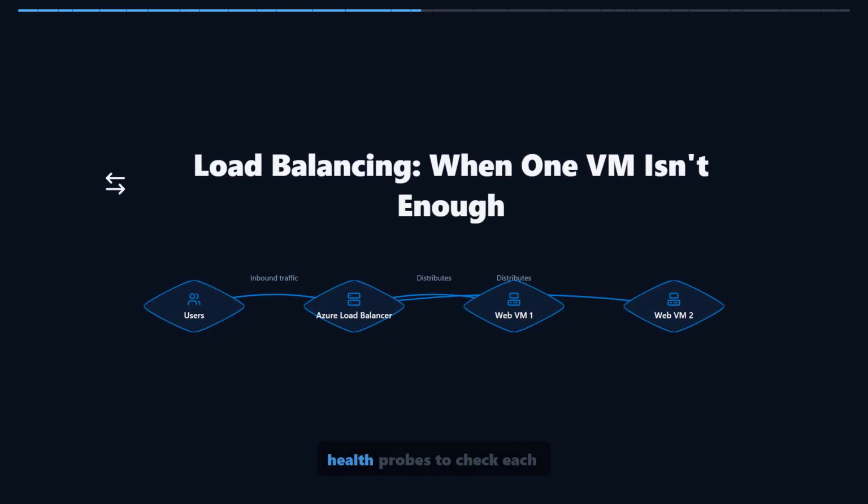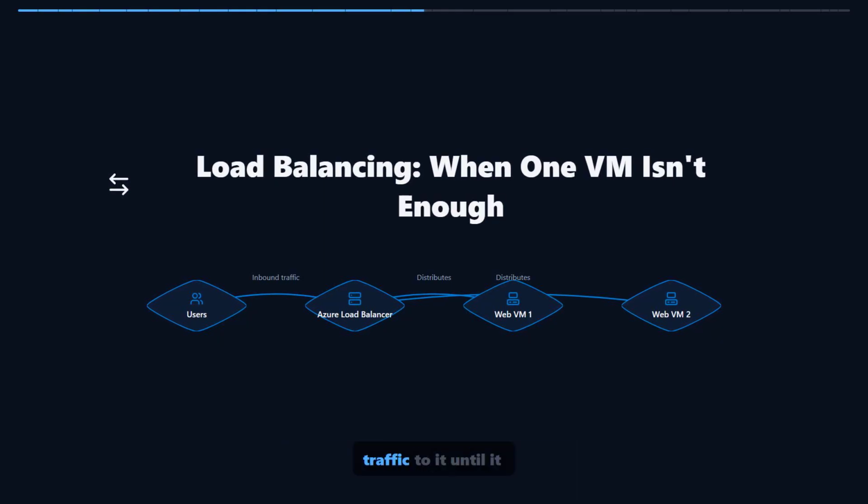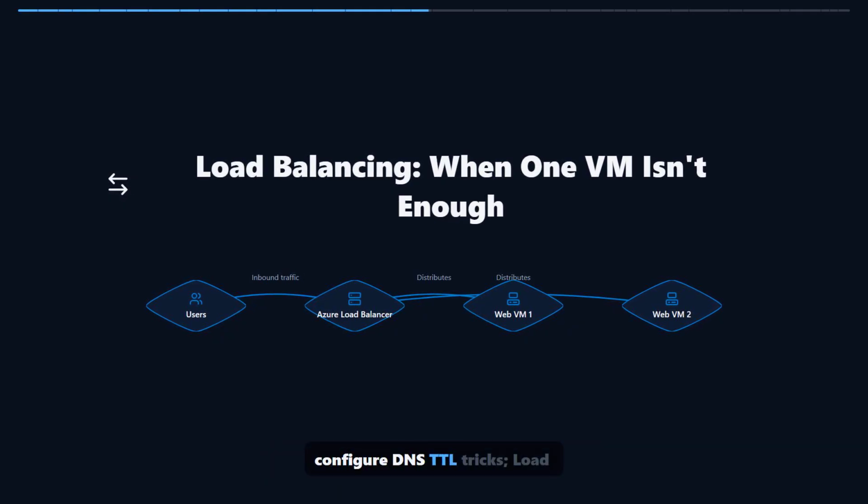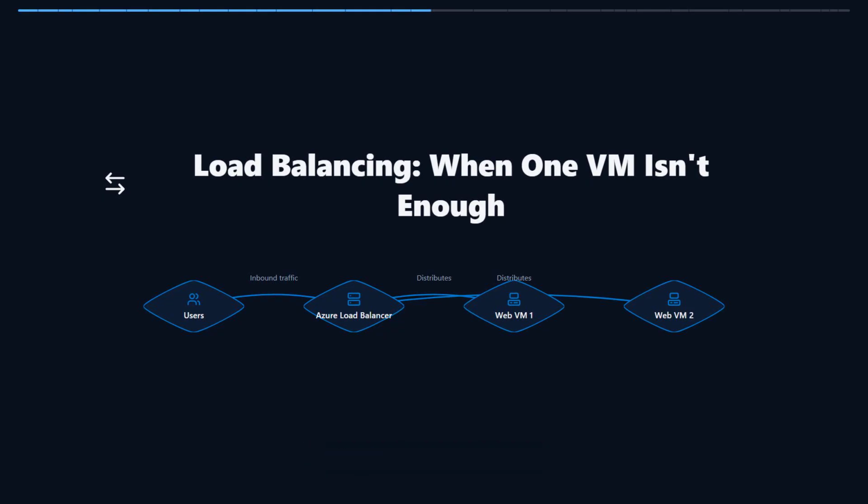It performs health probes to check each VM's health, and if one fails, it automatically stops sending traffic to it until it recovers. This gives you high availability with zero application changes. And you don't need to configure DNS TTL tricks. Load Balancer's front-end IP is the single endpoint users hit.